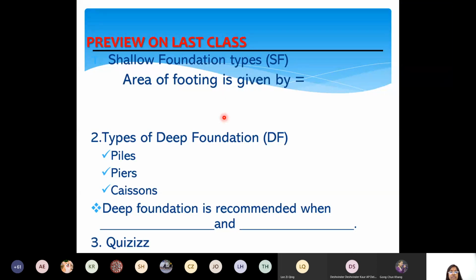So let's see what we have done last class. Last class we continued with shallow foundation types, right? Just a review question: area of footing is given by, this is done already for you, total load divided by the safe bearing capacity. What do you mean by total load?